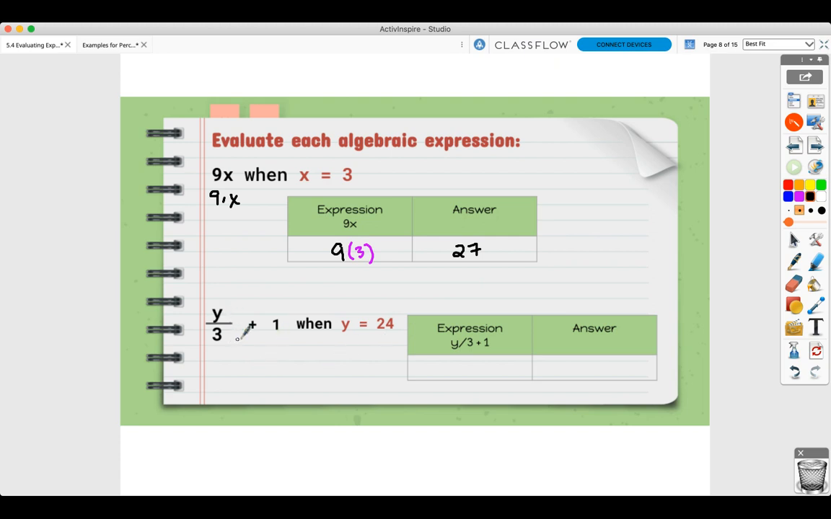Now y over 3 plus 1 when y is 24. So you're going to have 24 divided by 3 plus 1. So again, order of operations, when you use your GEMDAS, division before addition. So it's going to be 8 plus 1, which is 9.